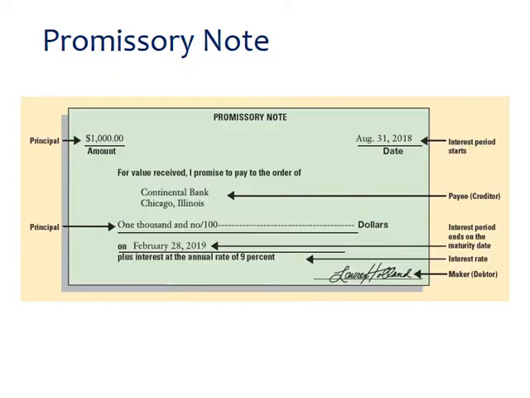Here is an example of a promissory note. The principal amount of the note, $1,000, is the amount borrowed by the debtor and lent by the creditor. This 6-month note receivable runs from August 31, 2017 to February 28, 2018, when Lauren Holland, the maker, promises to pay Continental Bank, the creditor, the principal of $1,000 plus 9% interest. Interest is revenue to the creditor, Continental Bank in this case.